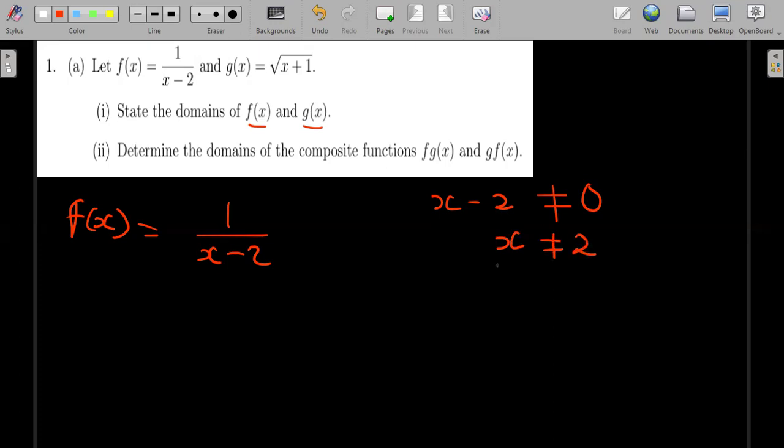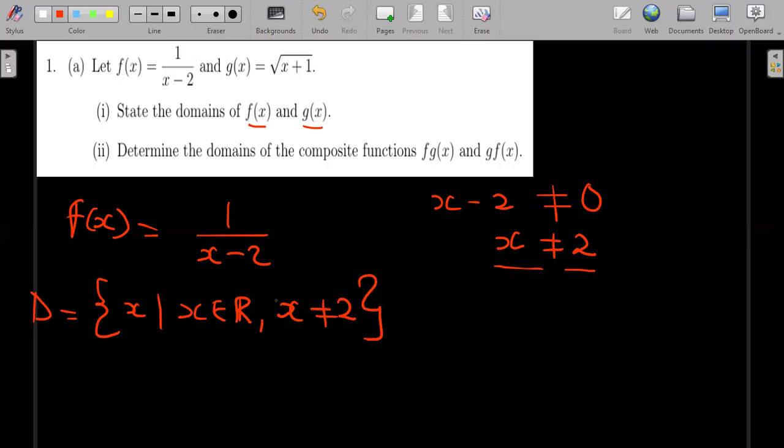So it means x should never be equal to positive 2. Our domain will be the set of all real numbers apart from this one. So we say the domain is equal to the set of all the x's such that x is a real number, but this x is never equal to 2. This is our domain for the function f of x.